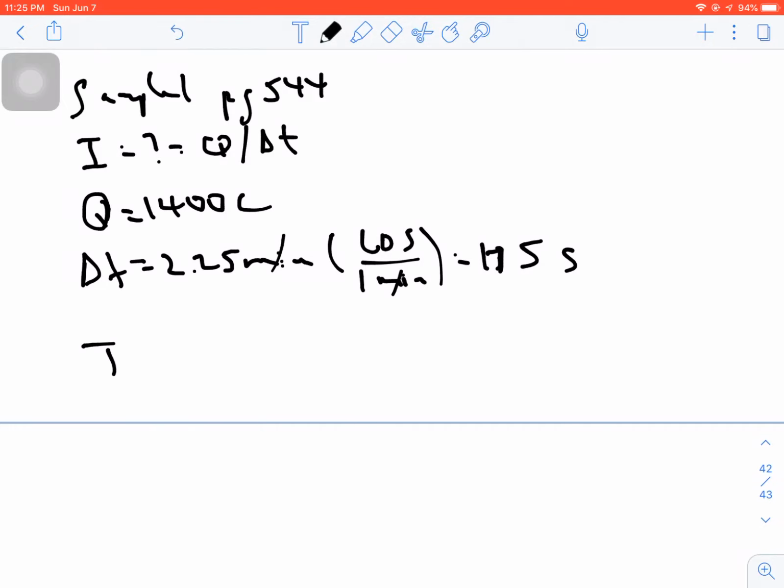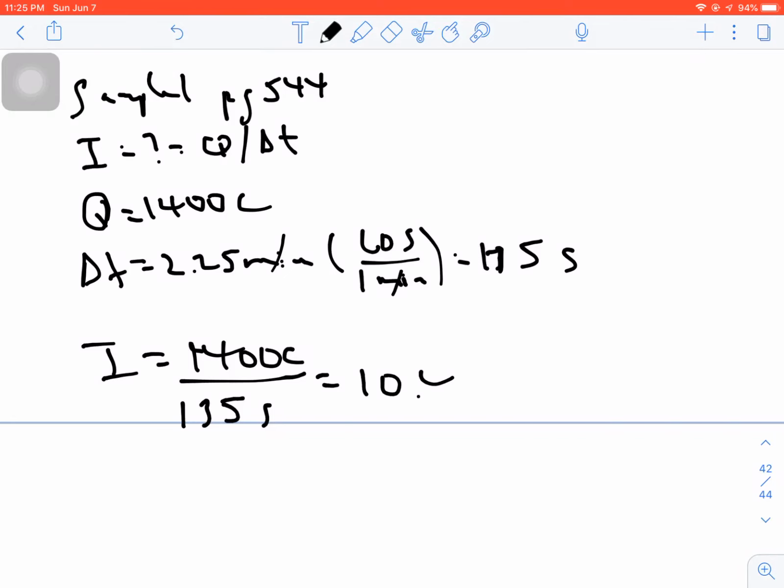So I can solve my I now, which is Q, the quantity of charge, 1400 coulombs, divided by the time of 135 seconds, and I'm getting a current of 10.4. Notice that the units here are coulombs over seconds, so coulombs per second, or 10.4 amps. Okay, so that's the speed that the electrons are flowing through that circuit, through the hairdryer.